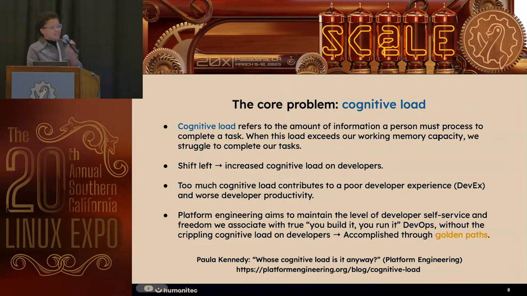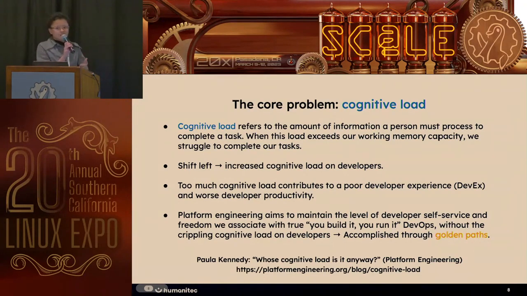The underlying concept and the thing that ties all of these different reasons together is this idea of cognitive load. Cognitive load refers to the amount of information that a person has to process in order to complete a task. When this load exceeds our working memory capacity, we struggle to complete our task.